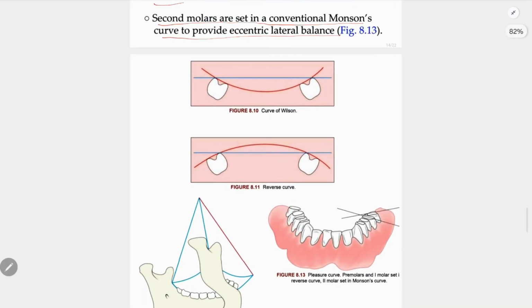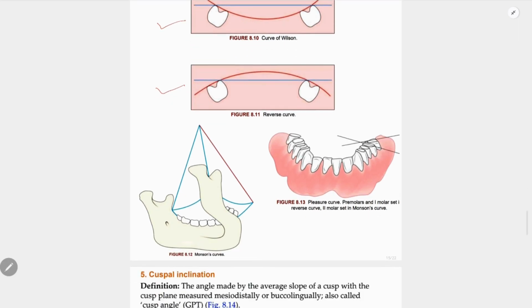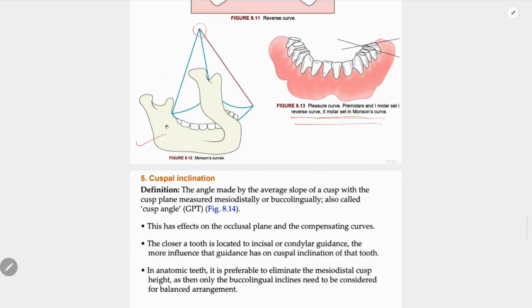Now we move on to the diagrams of each and every curve. This is curve of Wilson, convex downwards, reverse curve, convex upwards, monsoon curve 8 inch with all the occlusal surfaces. This is the glabella center and this is the pleasure curve. The premolars and molars are set in reverse curve and second molars are set in the monsoon curve.